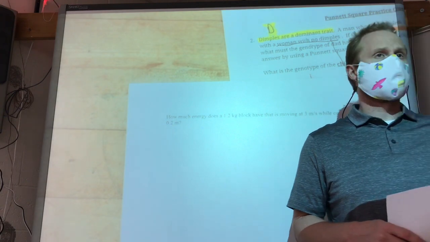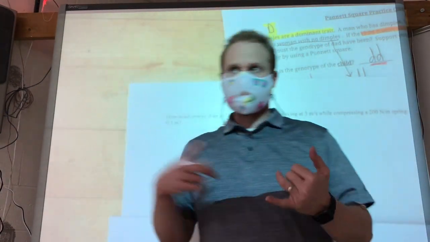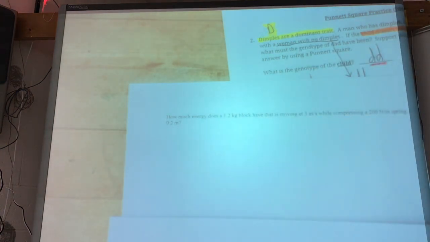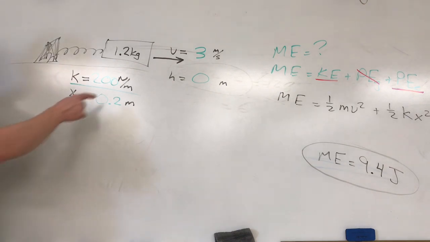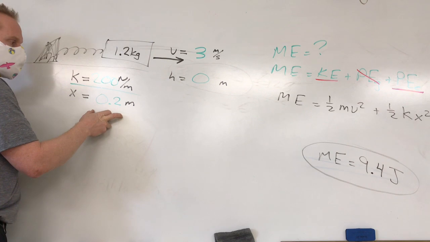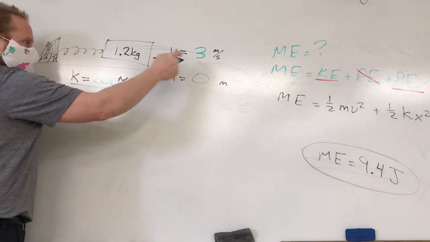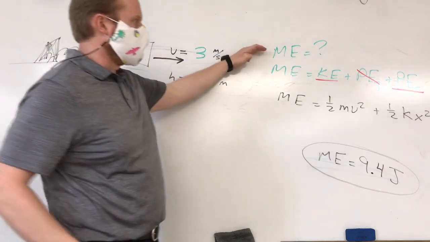So is it a 1 location or is it a 2 location? Based upon whether it's that, is it moving, is there a height, is there a compressed spring? And that's where we're kind of going to go with those. When we draw our picture, we want to make sure we label our stuff by units. Newtons per meter is indicated for K. How far is my spring stretched or compressed? 0.2. My velocity is 3. My height is 0. So based upon that, it's a 1 location problem.